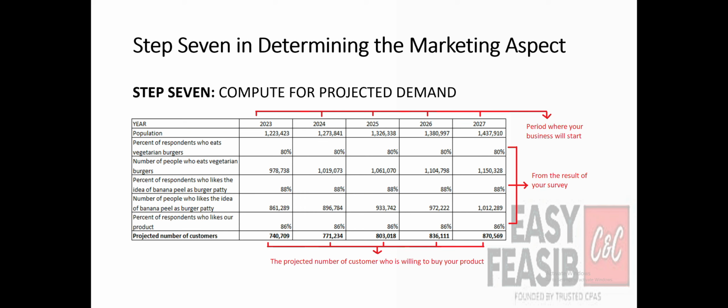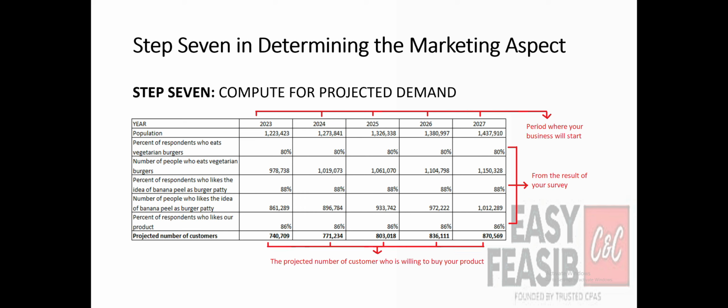Based on the result, 80% said yes. Let's put it here and label it as percentage of respondents who eat vegetarian burger. Then, the fourth row would be the product of population and the percent of respondents who eat vegetarian burgers. You will name it as number of people who eat vegetarian. On the fifth row, put the 88%, which is the percentage of respondents who like the idea of banana peel as burger patty. Again, this is from the result of your survey.